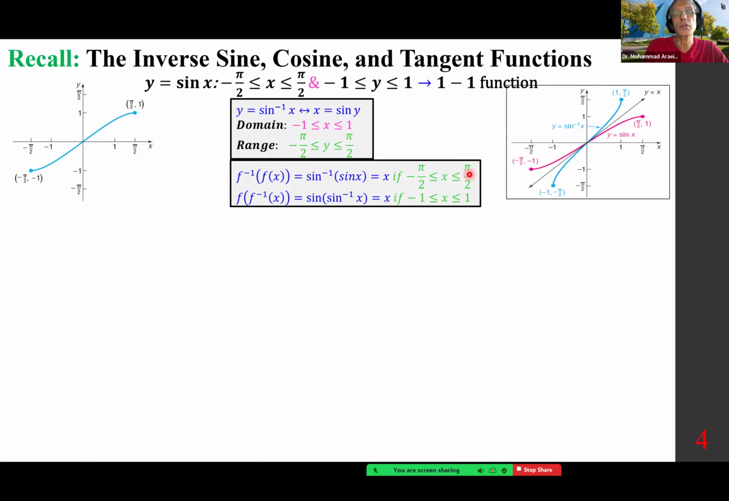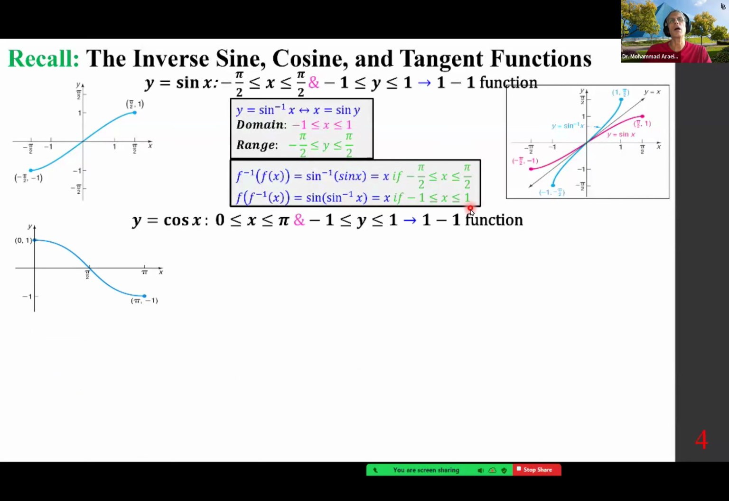What is important to understand, if we say sine inverse sine x, this x must belong to the domain of sine, between these two, the restriction, minus pi over 2 to pi over 2. If it's sine of sine inverse x, then x belongs to the domain of sine inverse, and it must be between -1 and 1.